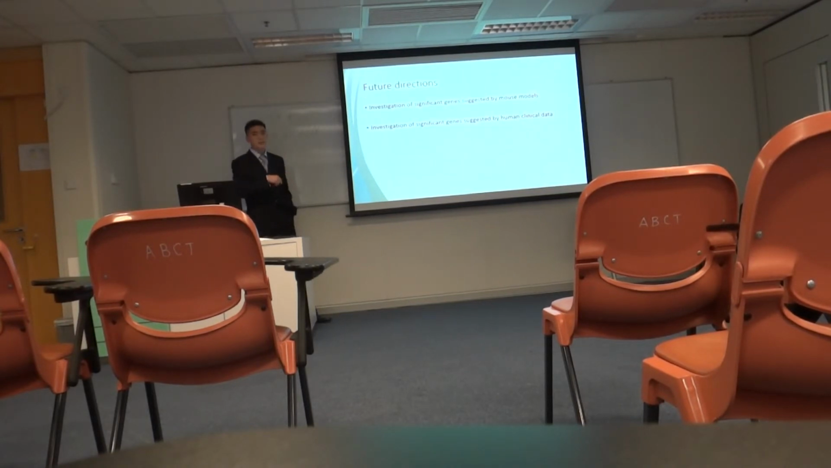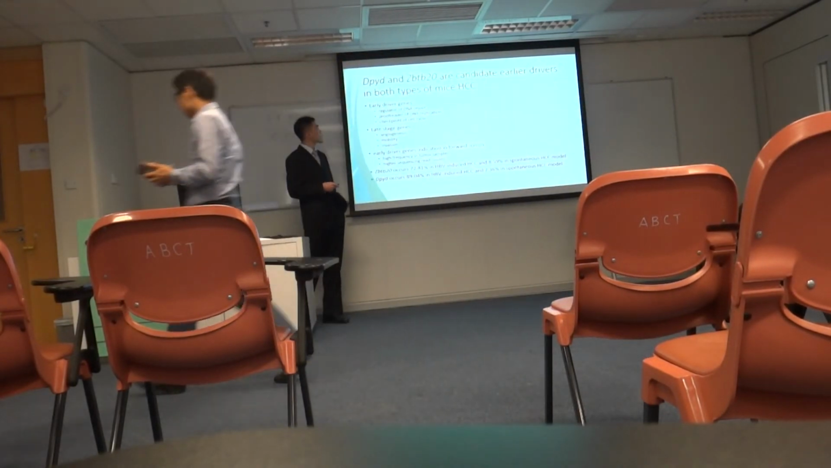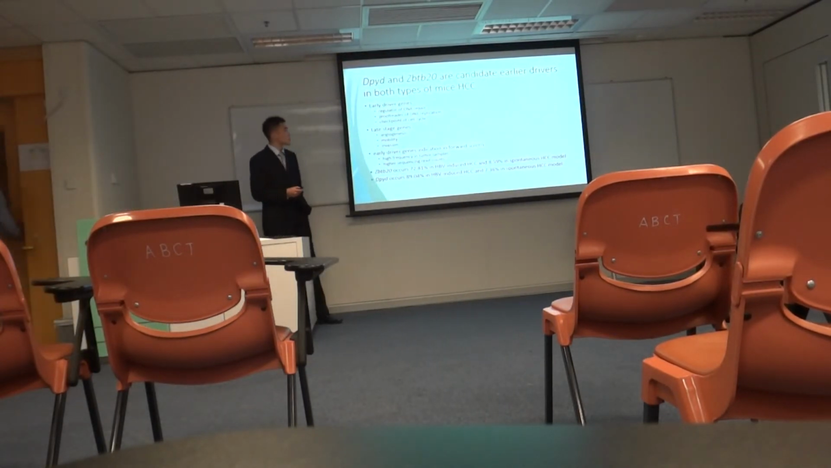So that's my results, and now I will suggest some future directions. As always, I will start with the mice model data. As you may recall, Dpyd and Zbtb20 are 2 genes that are frequently mutated in both types of mice models. So I think they are possibly the early driver genes of the tumorigenesis event.